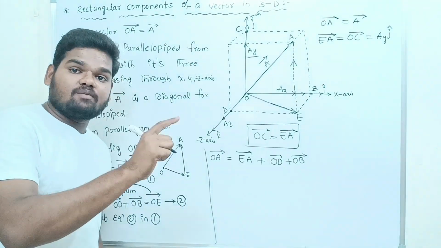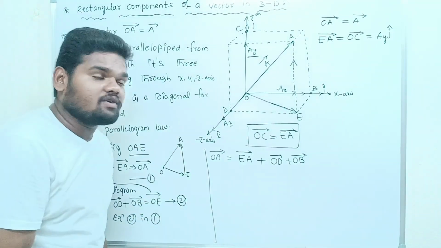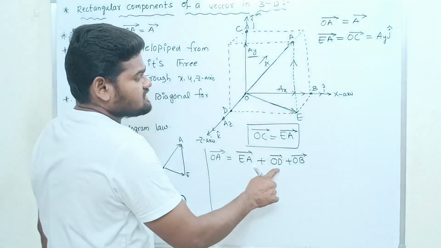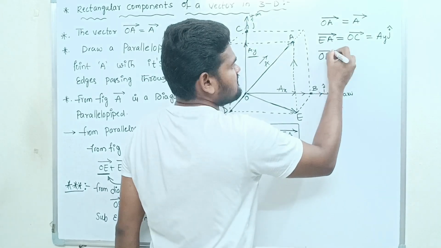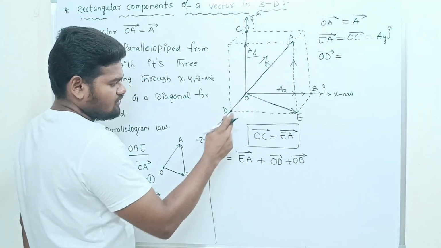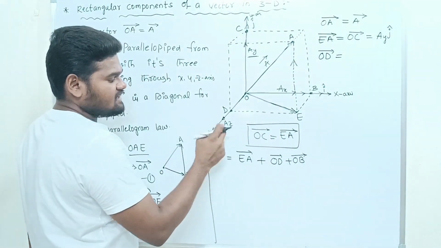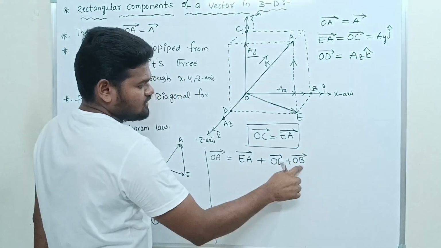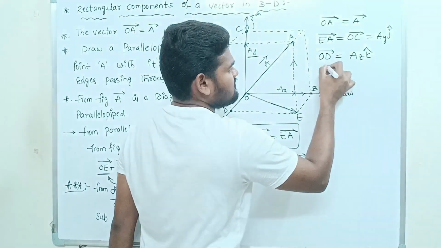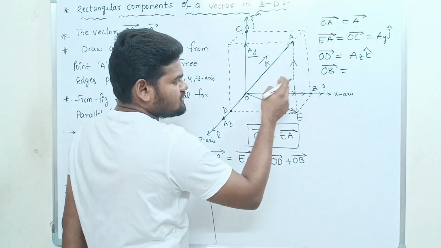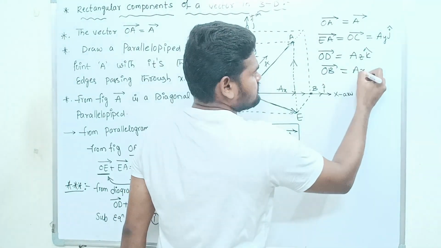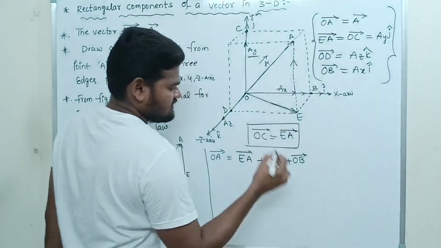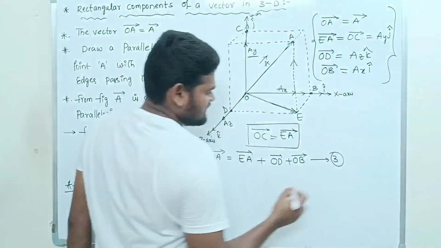So vector A bar is equal to its magnitude into unit vector. Next, OD bar is equal to AZ k cap. Next, OB bar is equal to AX i cap. So just substitute all these things in this equation. Let us say this is equation number 3.